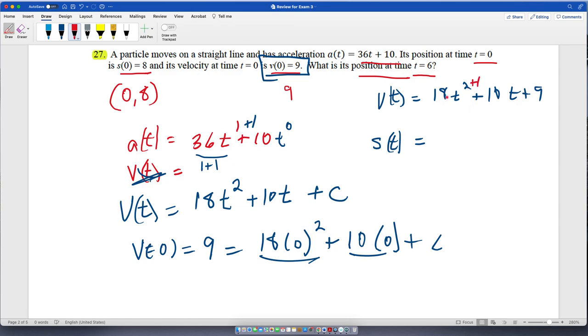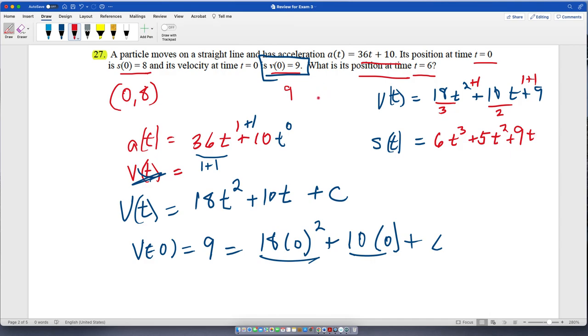Plus 1 here, and then we're going to divide by 3. Right, 2 plus 1 is 3. 18 divided by 3, 6 t to the third. Here again, we're going to have to add 1 and then divide by 1 plus 1 is 2. 10 divided by 2 is 5 t squared plus 9t. So remember, when we have a constant, the antiderivative is just going to be the constant times the variable. Is that okay? Because it was t to the 0.